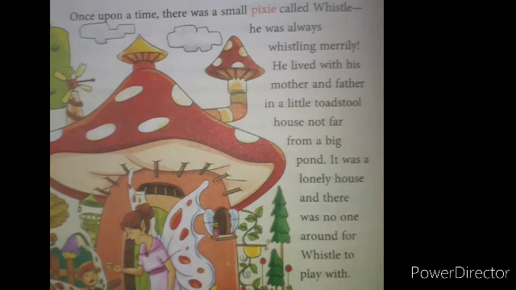Let's get started. Once upon a time, there was a small pixie called Whistle. He was always whistling merrily. He lived with his mother and father in a little toadstool house not far from a big pond. It was a lonely house and there was no one around for Whistle to play with.